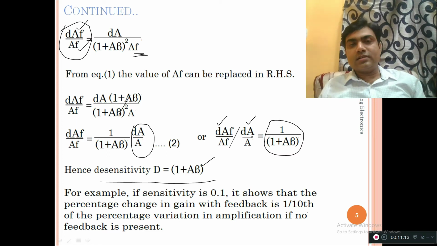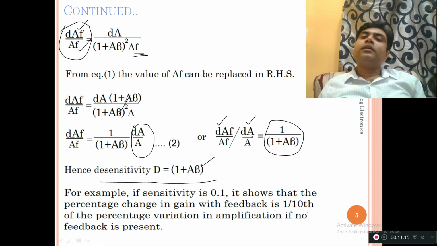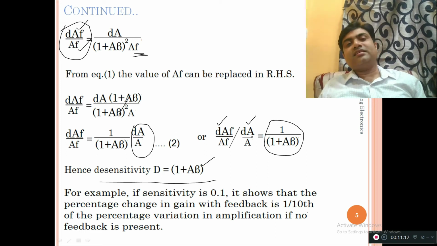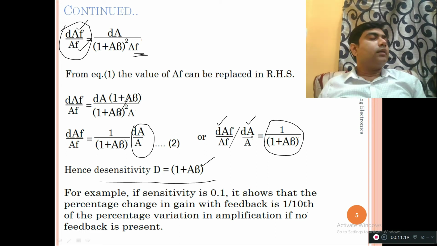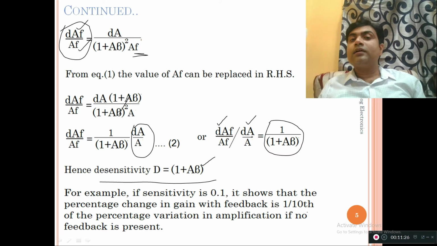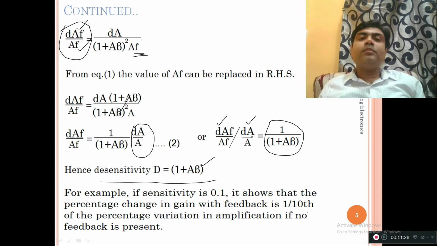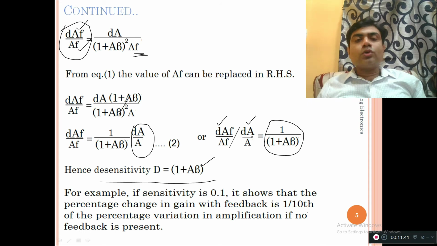It stabilizes the gain, and if we can design a better desensitized amplifier, then definitely the sensitivity is going to be decreased. When I say that sensitivity is going to be decreased, it means that we are intentionally making the transistor free from those circumstantial things that can affect the gain or operation of the amplifier. So negative feedback stabilizes the gain.